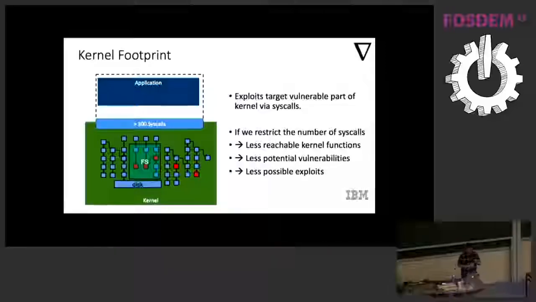So the hypothesis that we went with is that if we restrict the top level amount of syscalls that interface into the kernel, we can restrict the number of kernel functions reachable. And hopefully we prevent some of the red boxes from being reachable. So we have fewer vulnerabilities and therefore potentially fewer exploits.